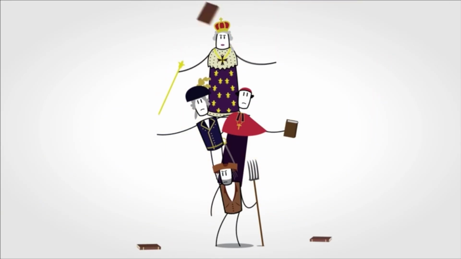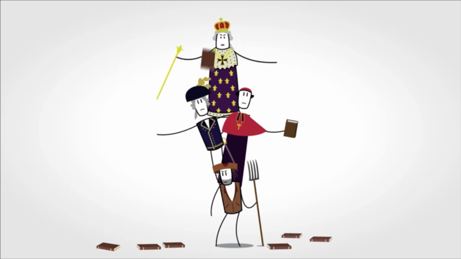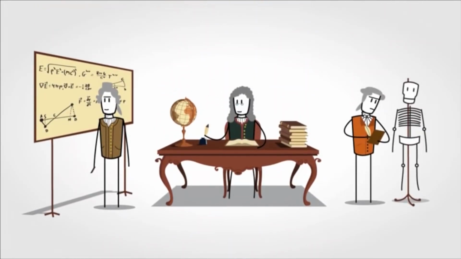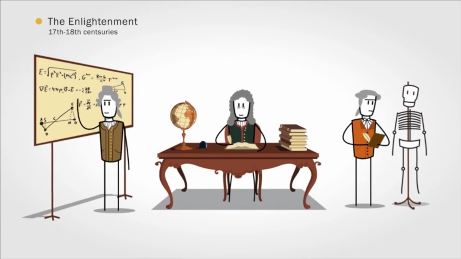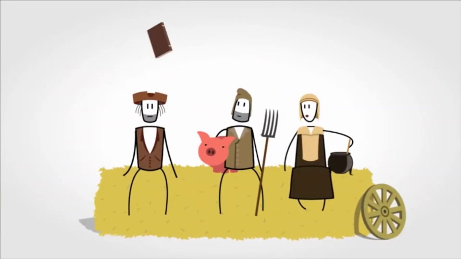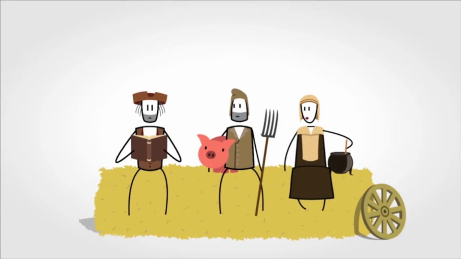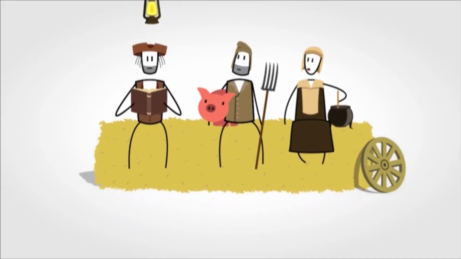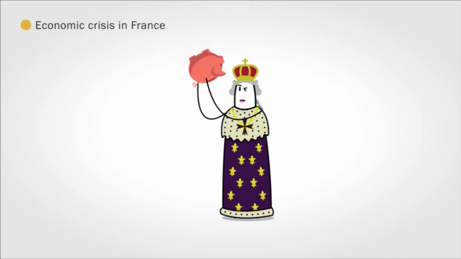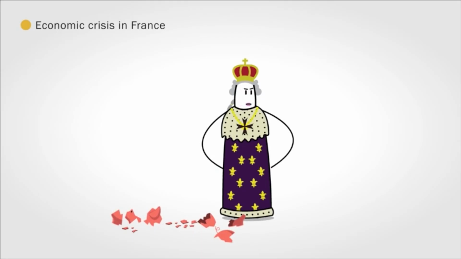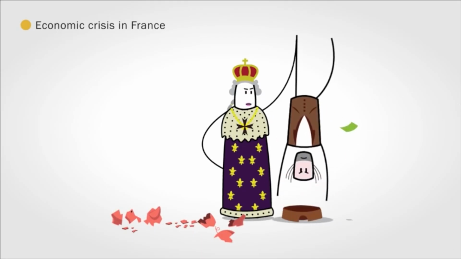But this hierarchy was being questioned by the Enlightenment, a movement of intellectuals who promoted the use of reason and science. Revolutionary ideas began to spread to the public. So, in the 1780s, when an economically broke and spoiled monarchy tried to increase taxes on the commoners, resentment reached a new level and riots began.